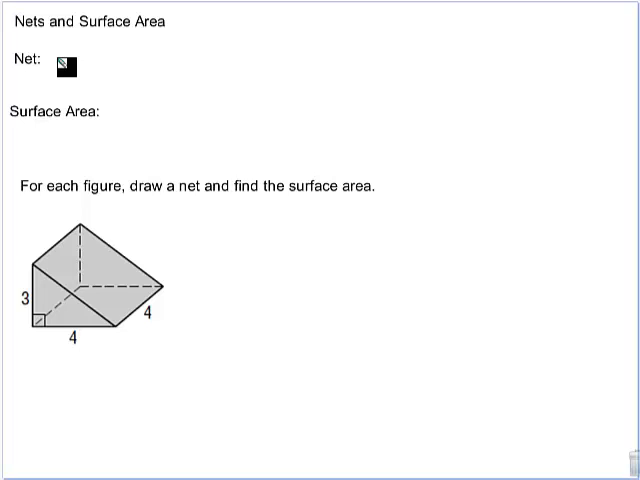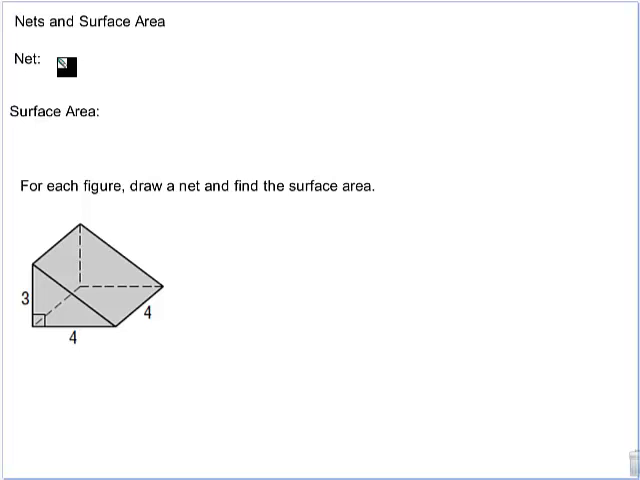Okay, so nets and surface area. Now after we did that demonstration, who can describe what a net is? An unfolded box. Okay, so it's an unfolded box. Are there more general terms we could use? Unfolded three-dimensional figure, actually. Okay, so it came from a three-dimensional figure, and then what is it when it's unfolded?